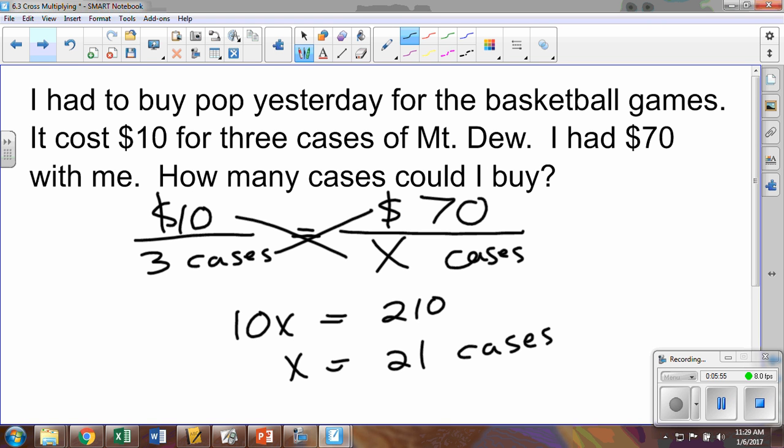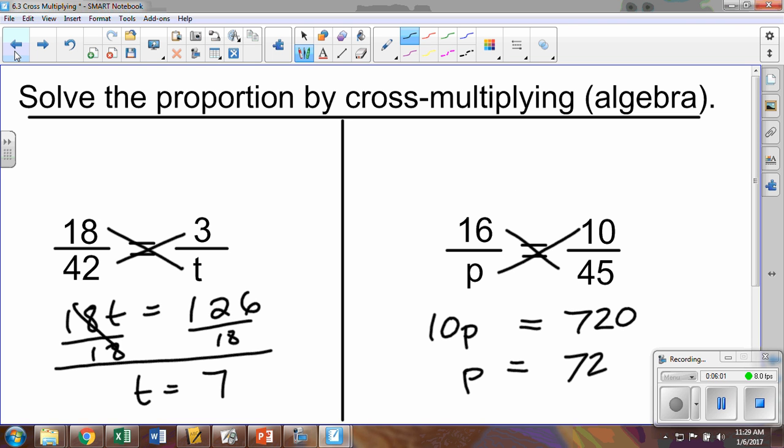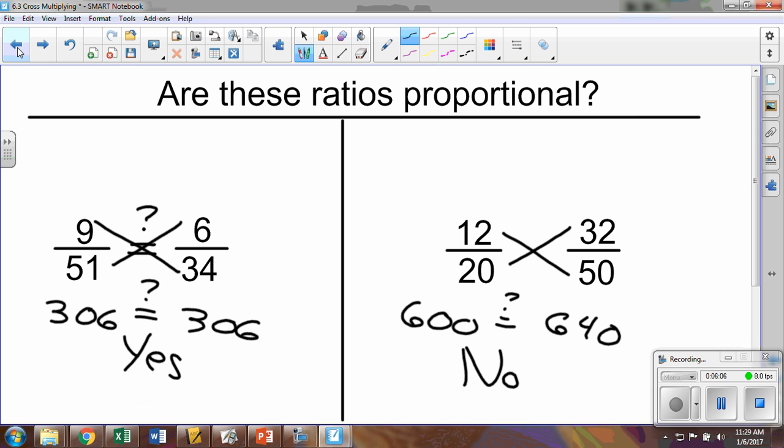We've seen getting more practice on building proportions, on cross multiplying, and the only so-called new piece is that we can use cross multiplying to verify, are these things proportional, yes or no?